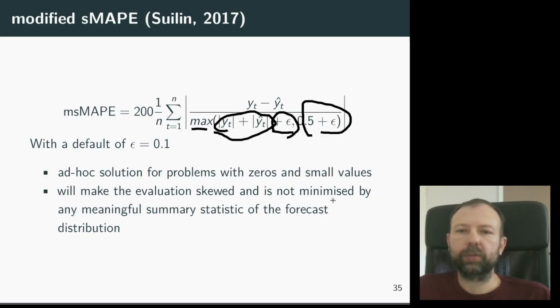Yeah, I mean, it's an ad hoc solution for this problem with zeros and small values. It does work. But the problem is it does make the evaluation skewed, so that it's not minimized by any meaningful summary statistic of the forecast distribution, right? So you're now not optimizing anymore towards the mean of the forecast distribution or the median. You're optimizing who knows what. So statisticians don't like these ad hoc fixes, but in machine learning, people do that.